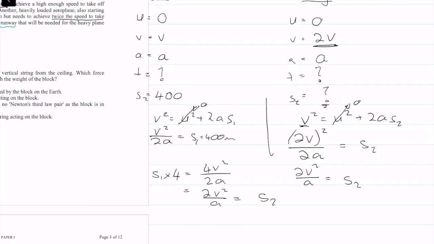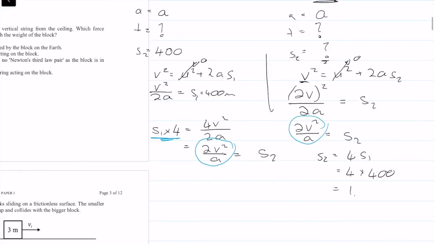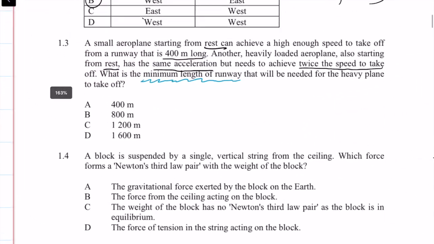I hope you guys are able to see that. These two are equal. So by multiplying s1 by 4, we can get the value of s2. Therefore, s2 equals 4s1, which is equal to 4 times 400, which is equal to 1,600 meters. Now the question is, is 1,600 meters an option?